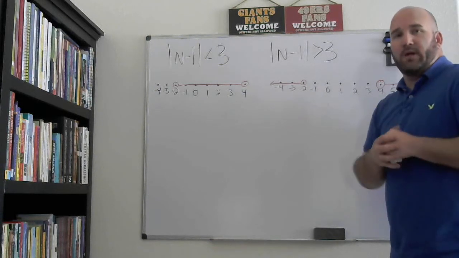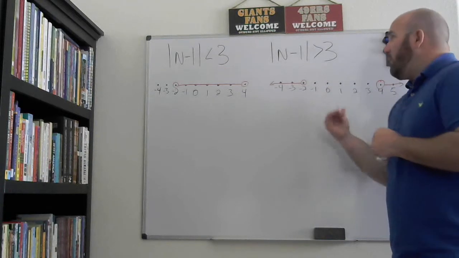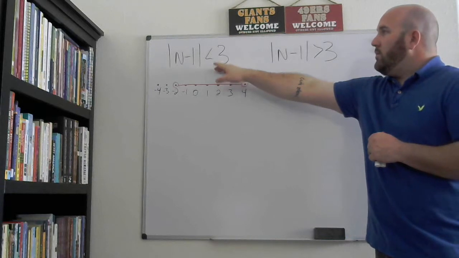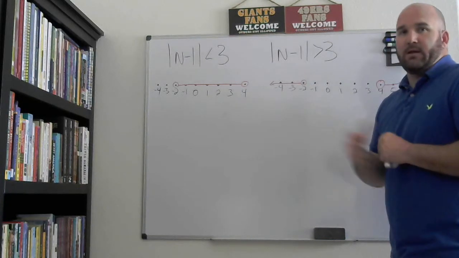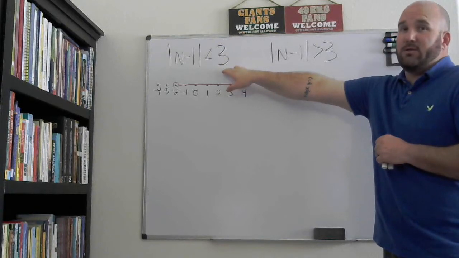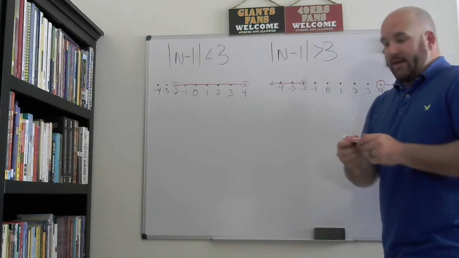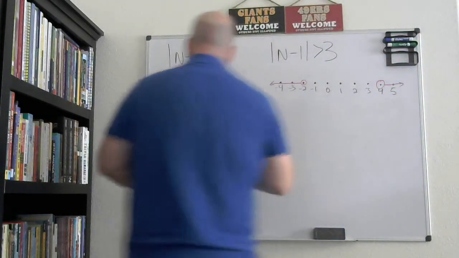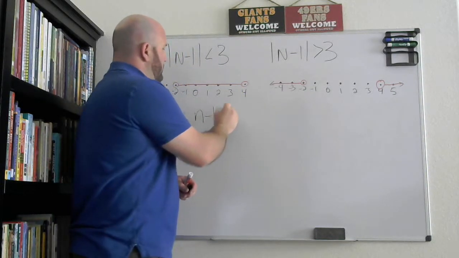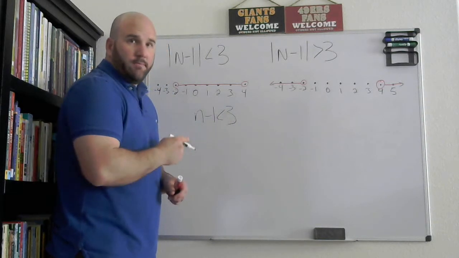So how do we solve inequalities? The nice thing is there's an easy way to do it for both of these. If we look at any inequality in which the absolute value is less than the constant, and this constant is greater than 0, which this is, then there's an easy way to set it up, and it looks like this. Come over here and set it up just like you see up here. So n minus 1 is less than 3.